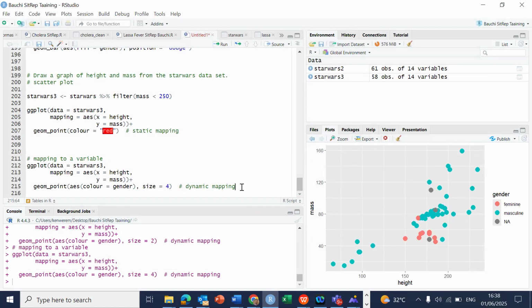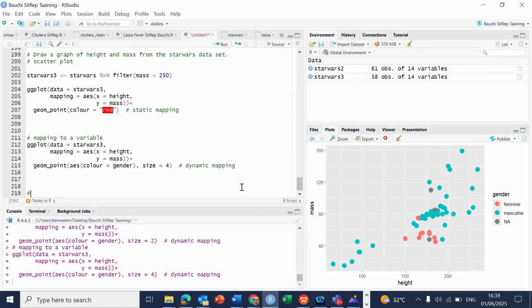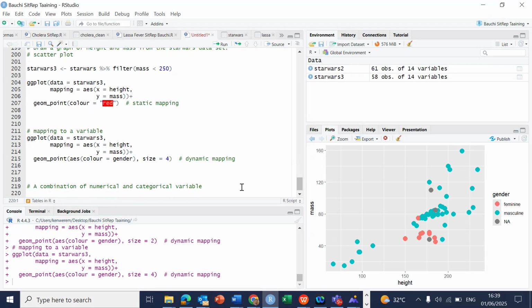So that's two numerical variables. Now the next thing is for us to see a combination of numerical and categorical variable.